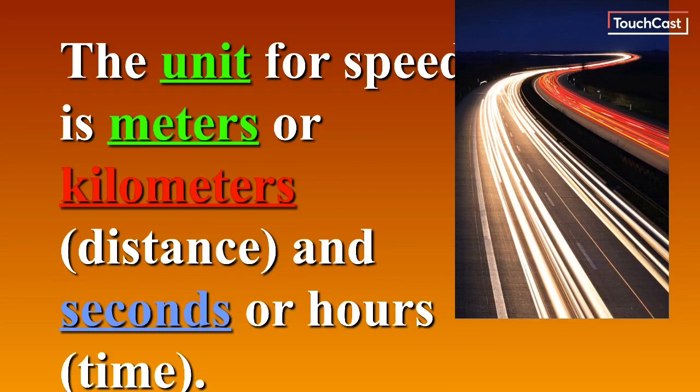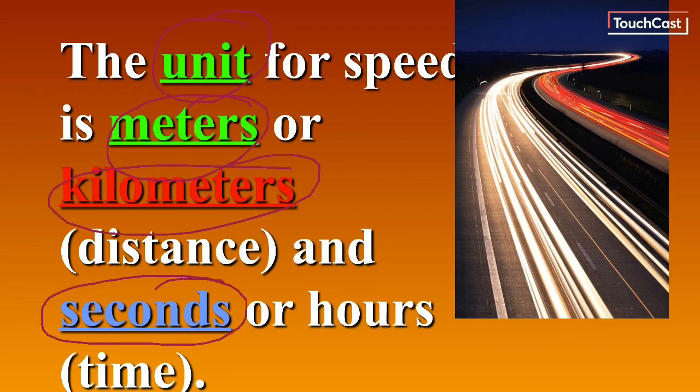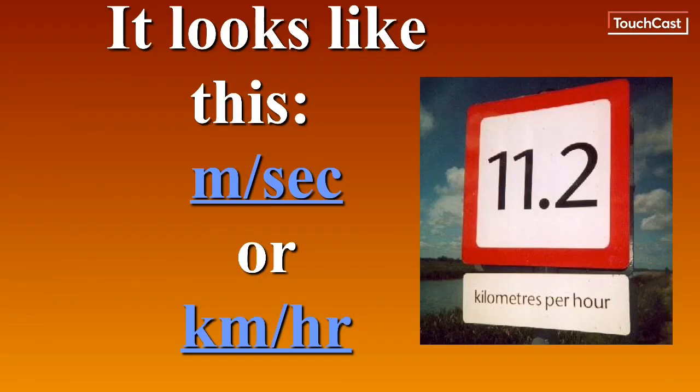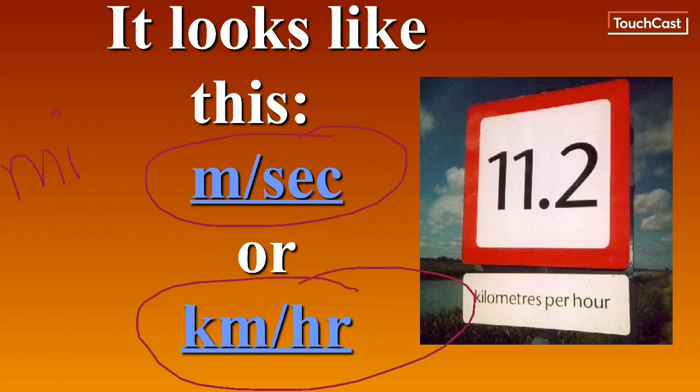The next thing is the unit for speed: meters or kilometers as a distance, and seconds or hours for time. Then it asks you, what does it look like? Well, you have meters per second. M is meters, not miles. Miles is MI. Or you have kilometers per hour. So make sure you write those down for where it says, what does it look like?